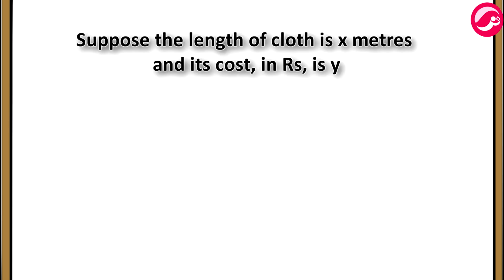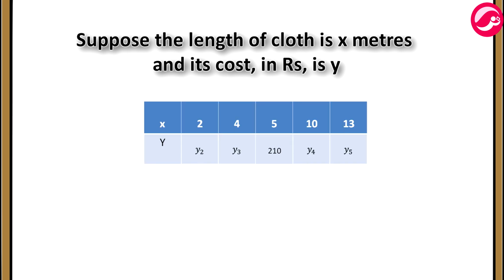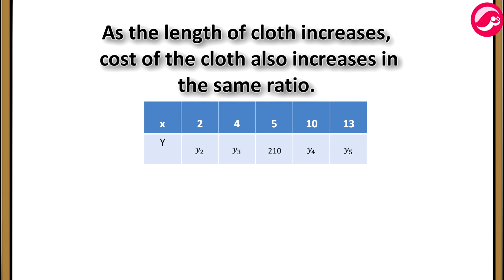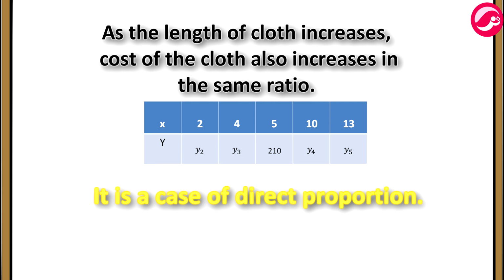Suppose the length of the cloth is x meters and cost is y. Here we can see a table. The values of x and y are given. The values of x are 2, 4, 5, 10 and 13. And the values of y are y2, that is we have to calculate, y3 again we have to calculate, 210, y4 and y5. As the length of the cloth increases, the cost of the cloth also increases in the same ratio. It is the case of the direct proportion.